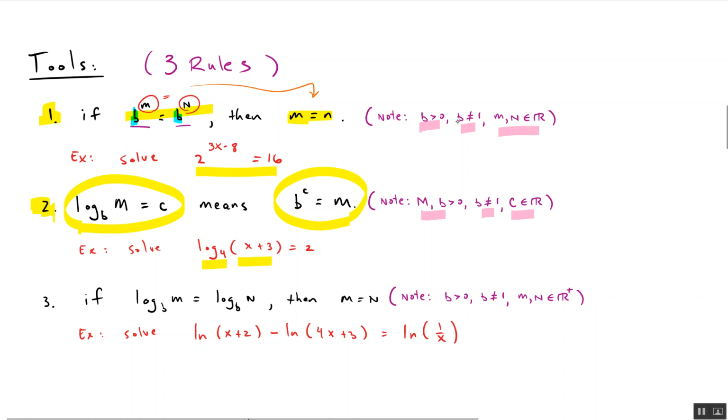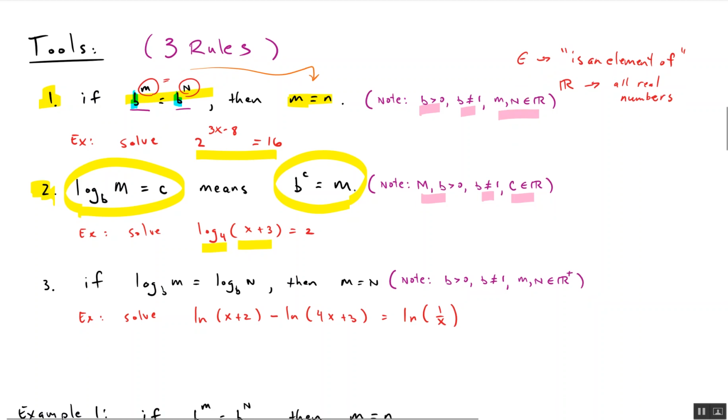If you're wondering, by the way, what this E-looking thing means, that means "is an element of," or "belongs to." It's a Greek epsilon. And the fat or bold or strange looking R means all real numbers. So now you know some extra symbols for your math world.